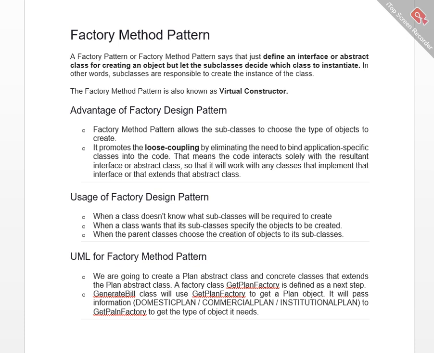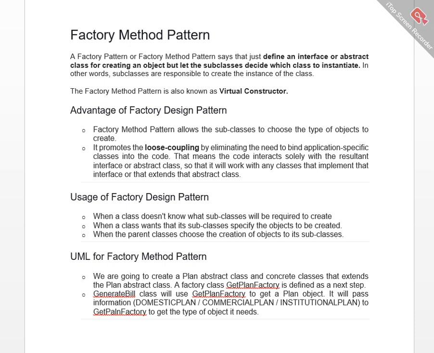So, factory method pattern. A factory pattern or factory method pattern says that we just define an interface or abstract class for creating an object, but let the subclasses decide which class to instantiate. In other words, subclasses are responsible for creating the instance of the class. The factory method pattern is also known as virtual constructor.